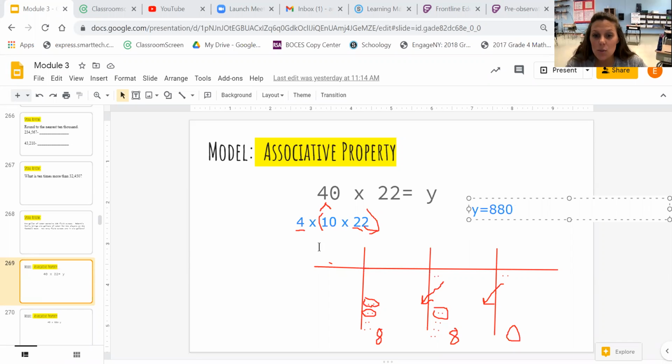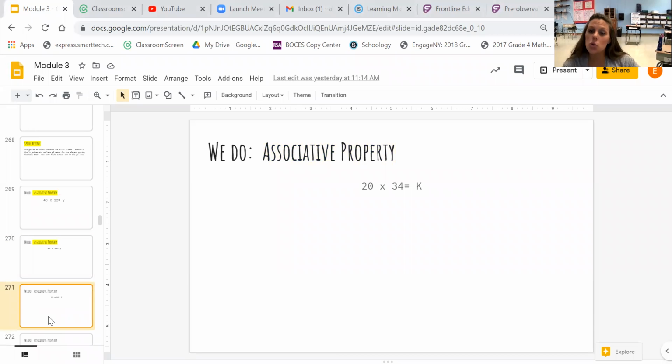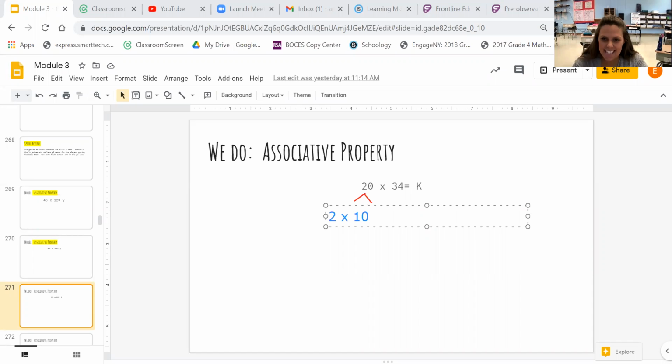So what I did first was I just broke apart my numbers, and then I did my number discs. We're going to try one together. Here we go. Our equation is 20 times 34. First, what I'd like you to do is that first step for me. We should have 2 times 10, and we're multiplying that by 34. I'd like you to pause your video and just show the 34 in your place value chart. So pause your video, then come and check back with me.